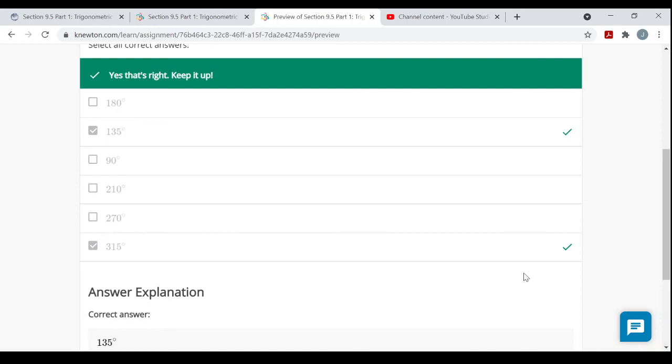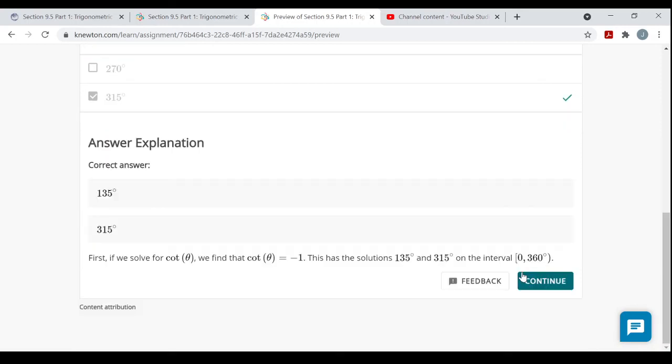Wonderful. But you see how very, very similar this was to solving a linear equation in sine or a linear equation in cosine. Very, very similar, right? It's just cotangent.